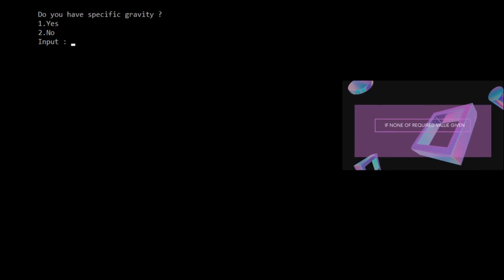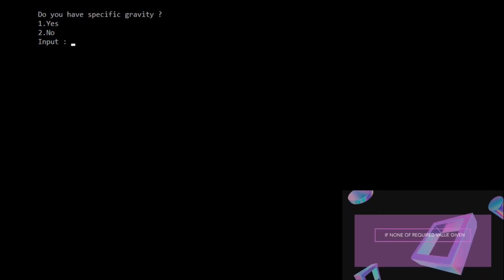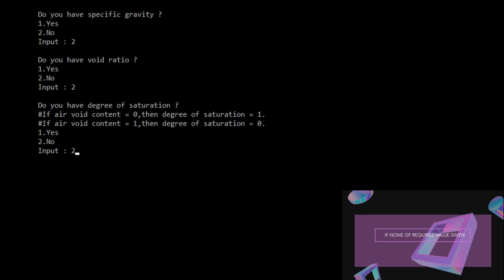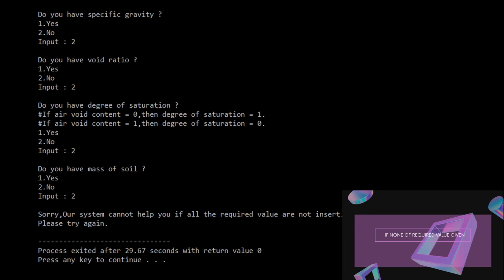Let's say you don't have all the required values. The system could not help you to solve the calculation. For example, enter 2 as a no at all the questions asked by the system, because we need at least one required value to give you the answers.